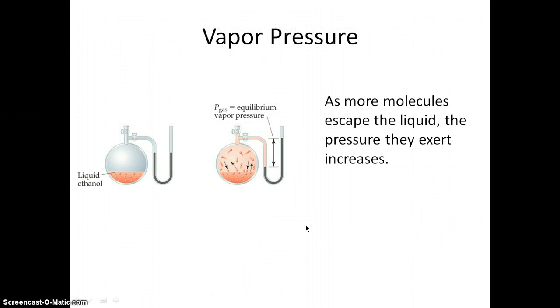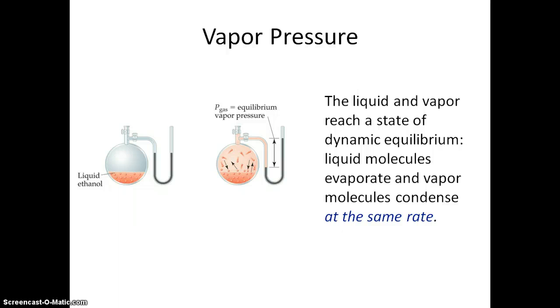For vapor pressure, as more molecules escape the liquid, the pressure they exert increases. So an example of this, the vapor pressure for alcohol is higher than for water. This means that alcohol, if I put it on a table, would evaporate a lot faster than water if all conditions were kept exactly the same. That's because its vapor pressure is higher.